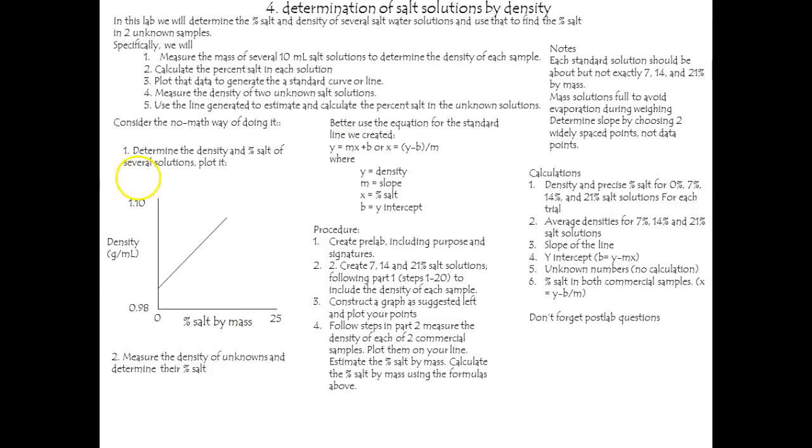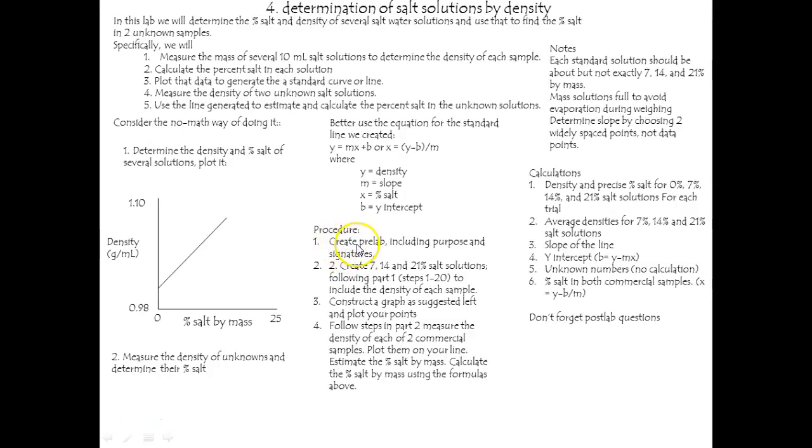percent by mass. Okay, to do it a little more precisely, we will use the equation for this standard line that we created. And the equation of a line is y equals mx plus b. Here it is rearranged to solve for x, where in this case, y is the density of the sample, m is the slope of that line, x is the percent salt in that sample, and b would be the y-intercept, which is that value right there. So once you have one of these, you can calculate the other.